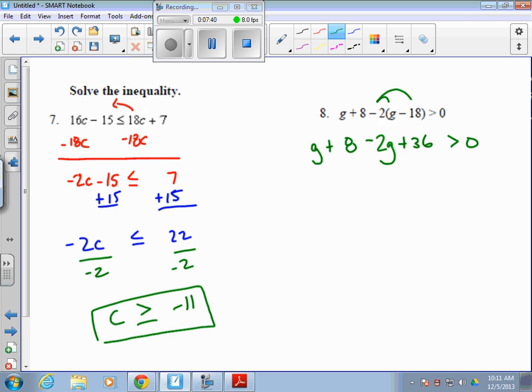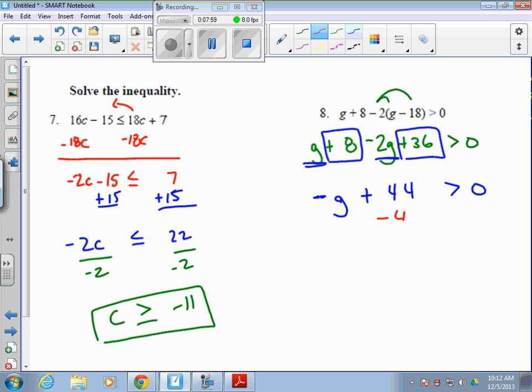Again, simplify everything on, as we'll call it, the left side right now. 1g minus 2g is negative 1g, or negative g. Positive 8 and positive 36 is plus 44. Bring plus 44 over by subtracting it. Remember, there's more than one way to do this if you did it another way. Negative g. All we did was subtract it right there. We didn't multiply or divide by a negative, so leave the sign alone. It's greater than negative 44.